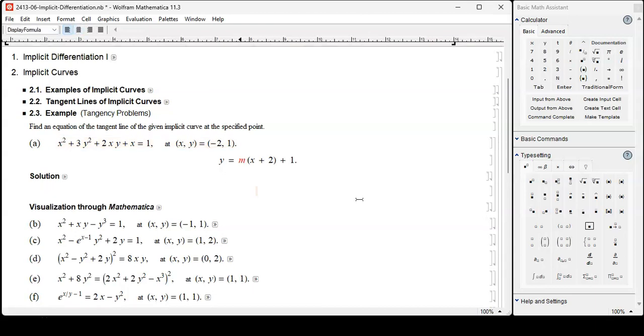What's the derivative of x squared? Is that clear to everybody? What's the derivative of 3y squared? 6y, but don't forget y prime. Do not forget y prime. Whenever you take the derivative with respect to x, no problem. Whenever you take the derivative of y, y prime pops up.